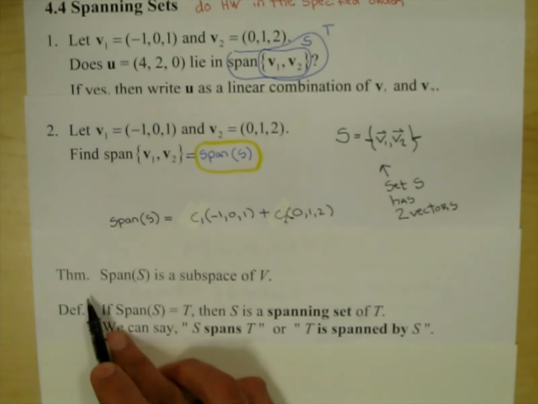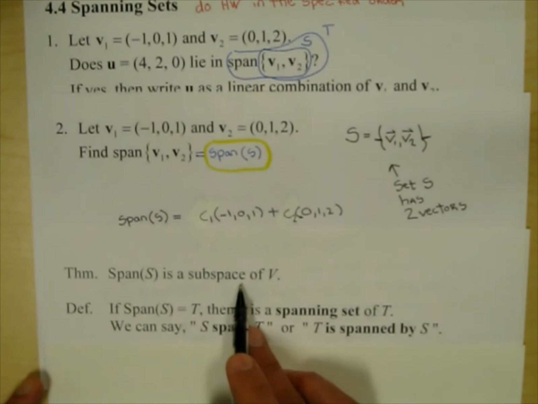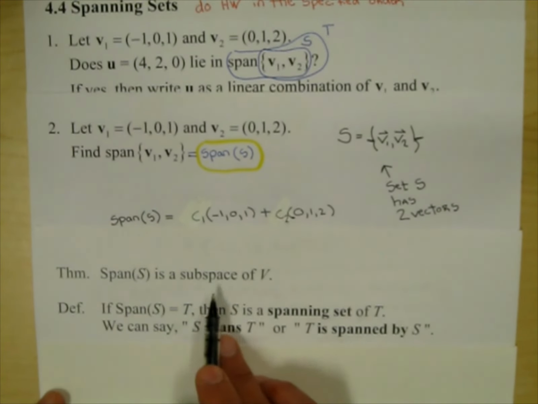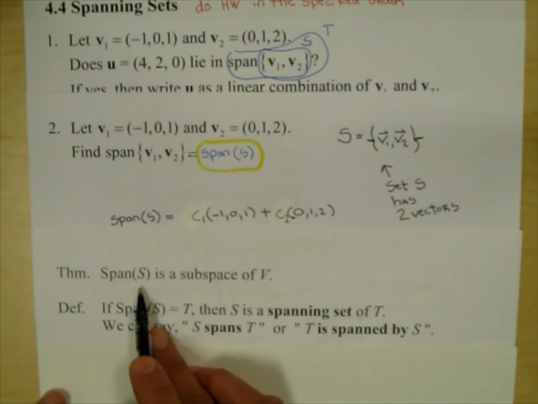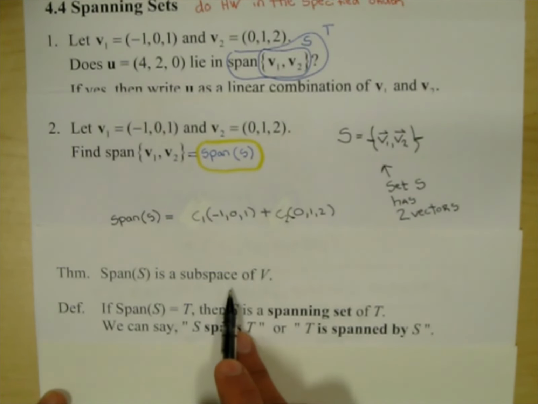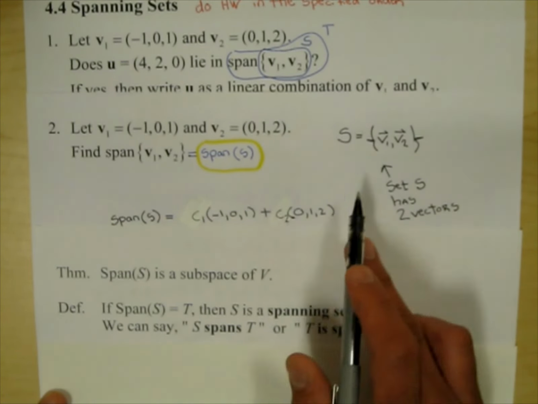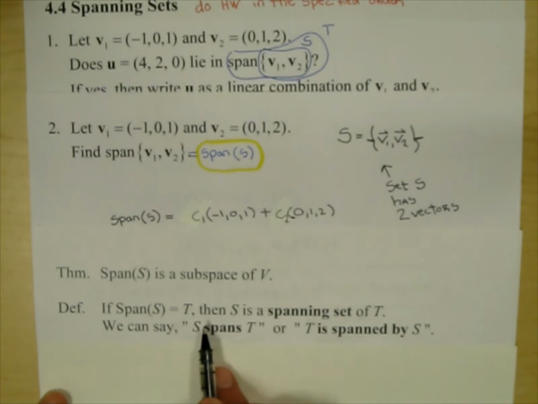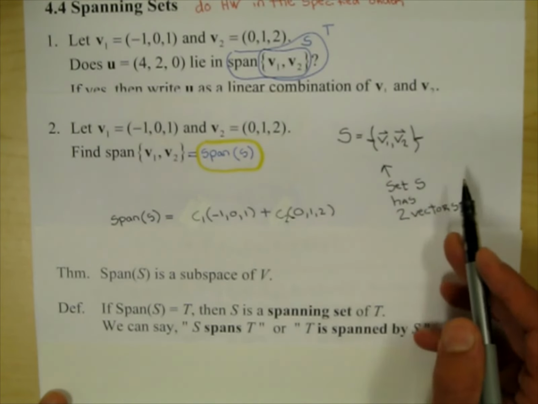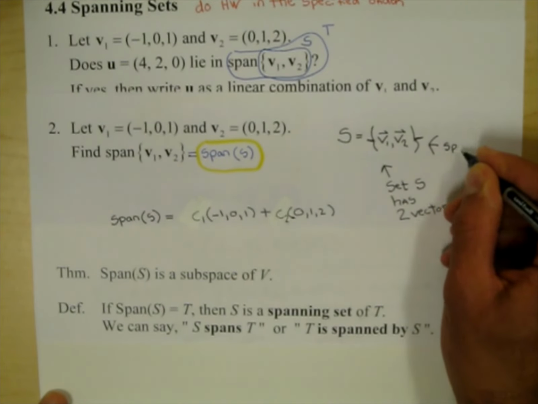Span S, so this is a theorem actually, is a subspace of V. So anytime you take all linear combinations of some vectors, and we did all linear combinations of 2 vectors, you get a subspace. If span S equals T, kind of like what we have in our example, that's why I chose those letters, then S is a spanning set of T. So the set of seeds happens to be, this guy right here, is a spanning set.